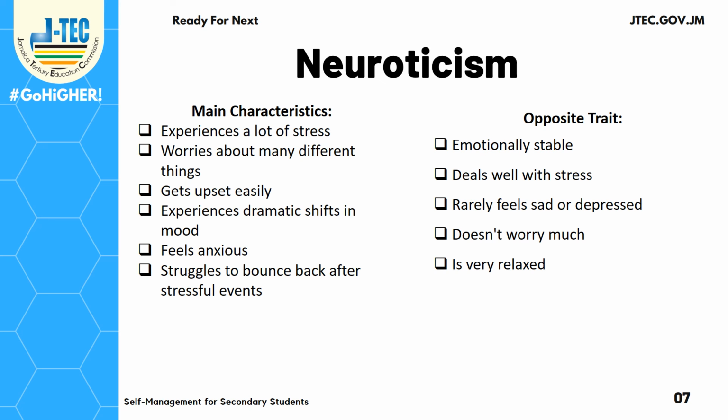Neuroticism. Main characteristics: experiences a lot of stress, worries about many different things, gets upset easily, experiences dramatic shifts in mood, feels anxious, struggles to bounce back after stressful events. Opposite traits: emotionally stable, deals well with stress, rarely feels sad or depressed, doesn't worry much, is very relaxed.